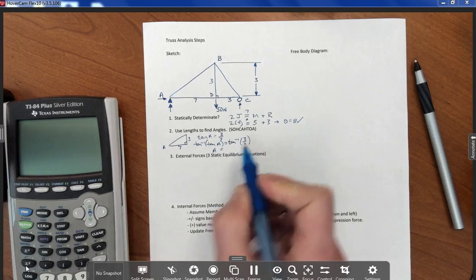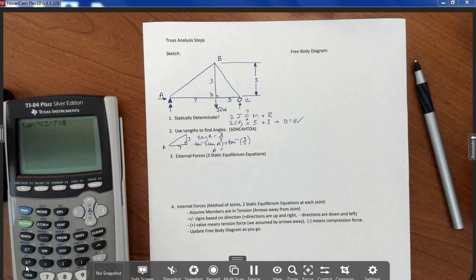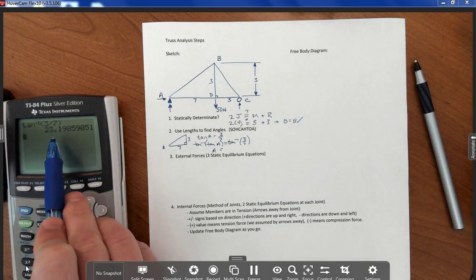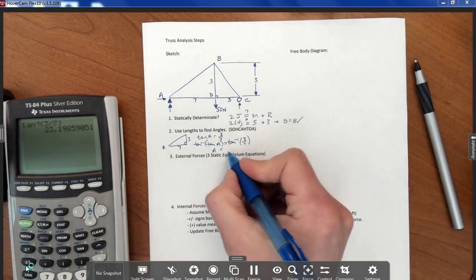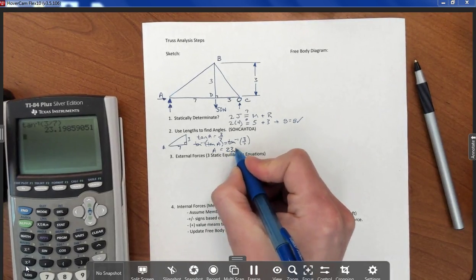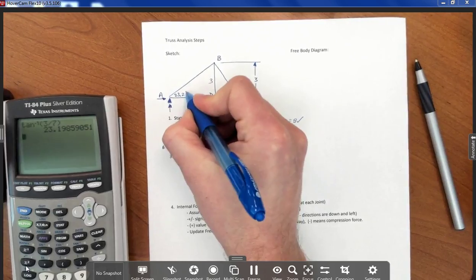So that's what I'm going to type in my calculator. I'm going to hit the inverse tangent of 3/7. And make sure your calculator is in degrees. I get 23. I'm going to round to just 1 decimal place, so 23.2 degrees. And I'll fill that in here, 23.2.